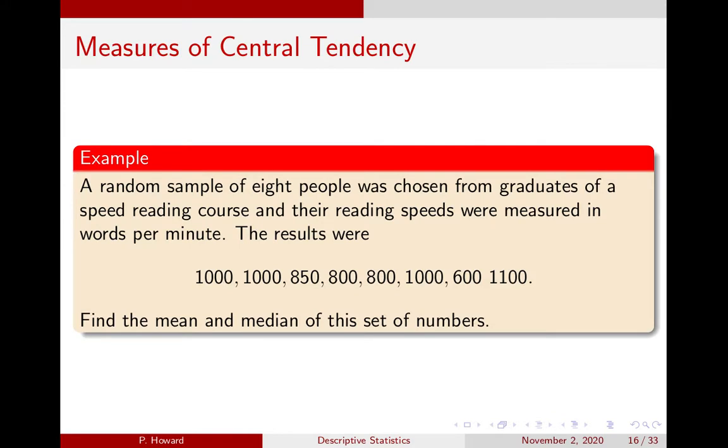Okay, why don't we try this example where we are going to calculate both the mean and the median. So we have a random sample of 8 people chosen from graduates of a speed reading course, and their reading speeds were measured in words per minute, and here are the results. 1,000, 1,000, 850, 800, 800, 1,000, 600, 1,100. And we want to find the mean and median of this set of numbers.